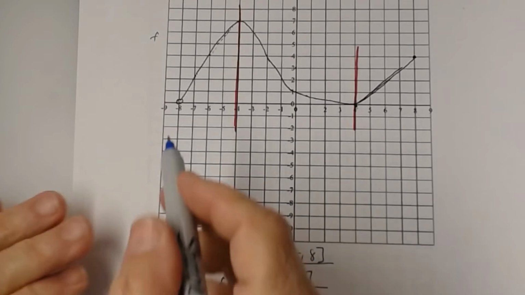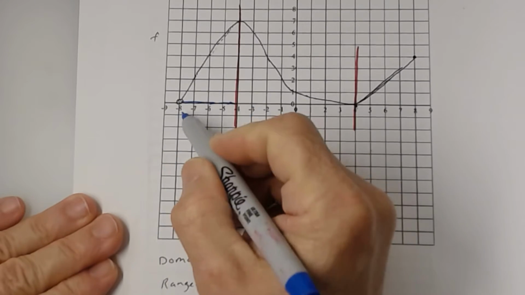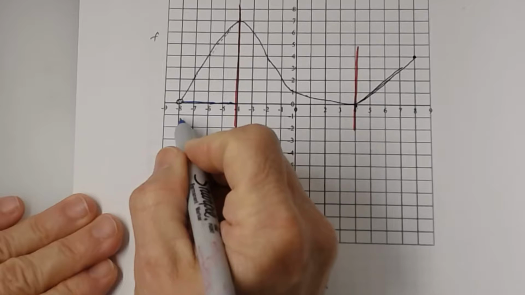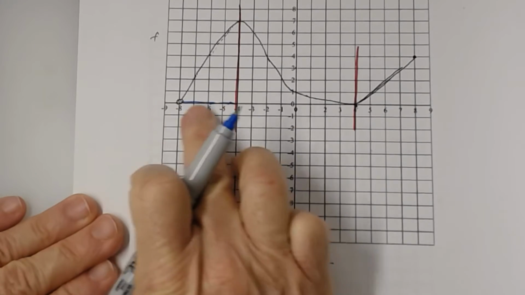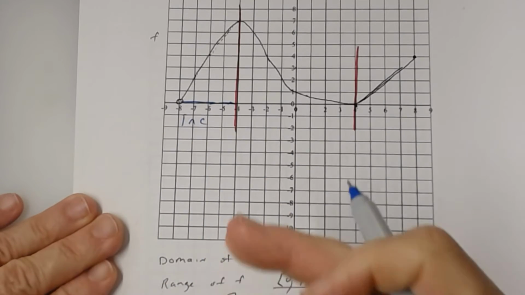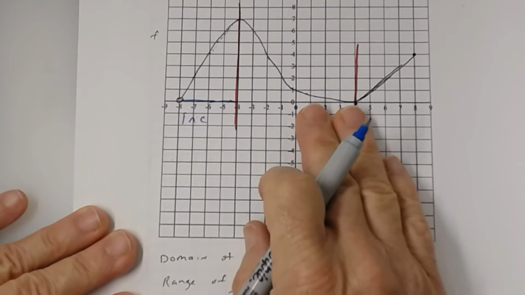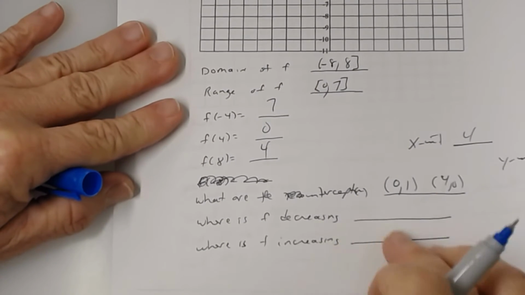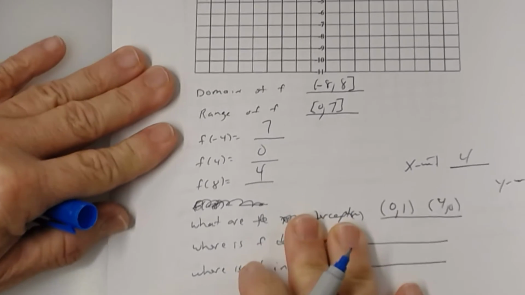Listen carefully. From -8 to this part of the domain, what did my y values do? Increase. So write the word increase. From here to here, it increased. Again, it helps to write them out, because if you don't, chances are you may misrepresent this part here for the answer.